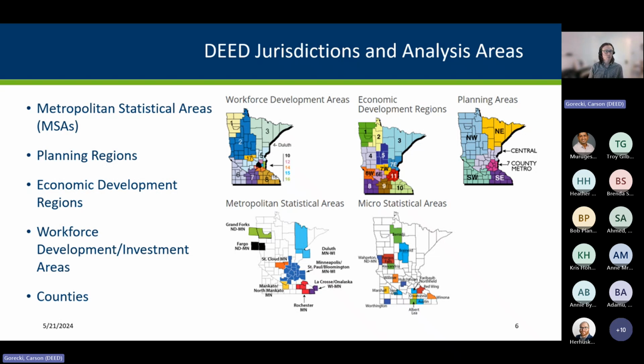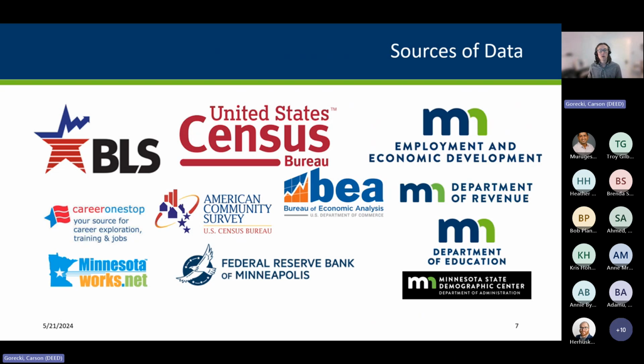We also work with counties, workforce development areas, or workforce service areas, but then metropolitan statistical areas as well. Where do our data come from? All sorts of different places, but some of the top ones that we get information from: the Bureau of Labor Statistics, U.S. Census Bureau. We get data from other Minnesota state agencies like Revenue, Education, Minnesota Works, and Federal Reserve Bank of Minneapolis. So we use information from wherever we can get it, but the sources are varied.